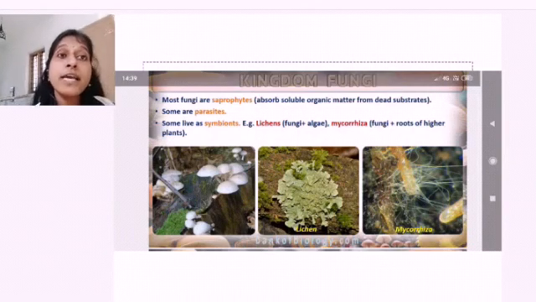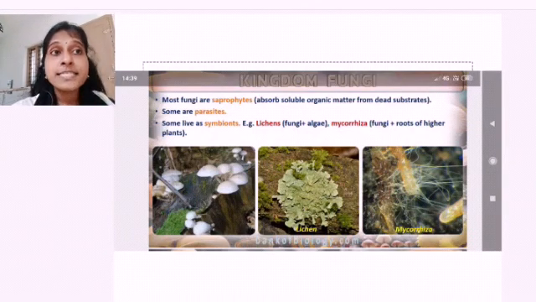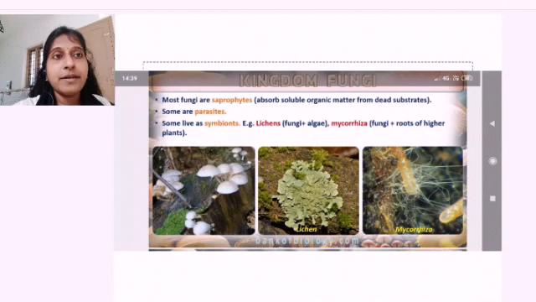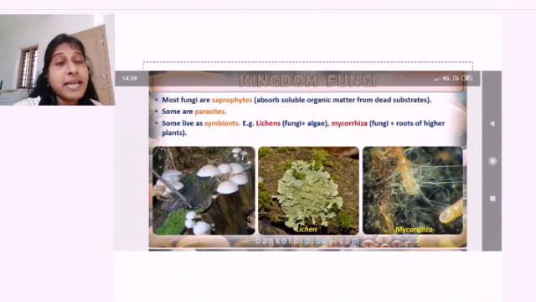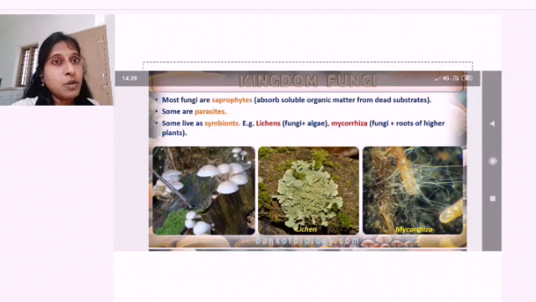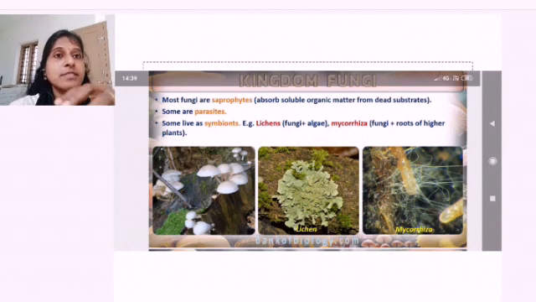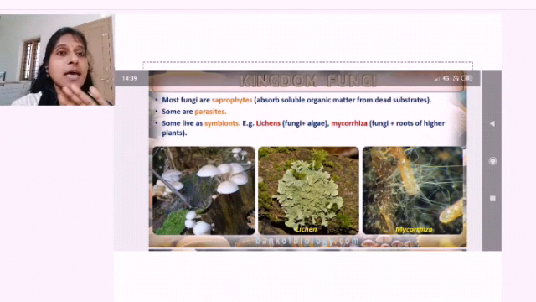Now most fungi are saprophytes. Saprophytes depend on dead decaying matter for their food. Some of the fungi are parasites. Parasites means they get into a living organism and take the food from them. Then I call it a parasite. And some fungi are symbiotic. Symbiotic means both the partners are benefited.